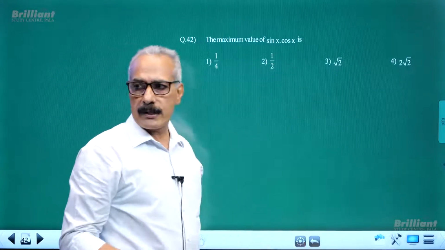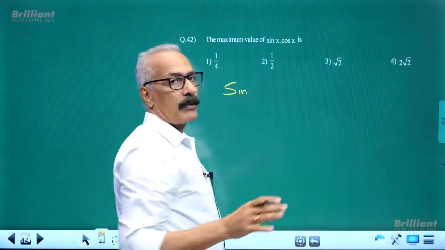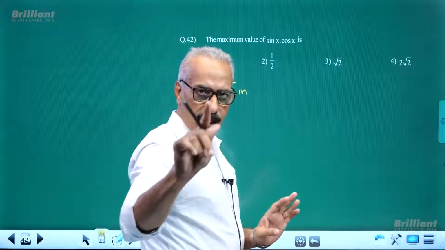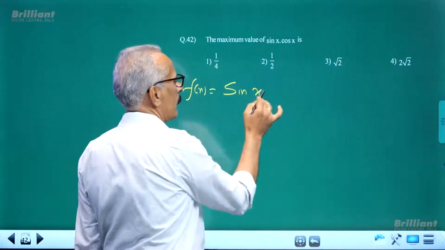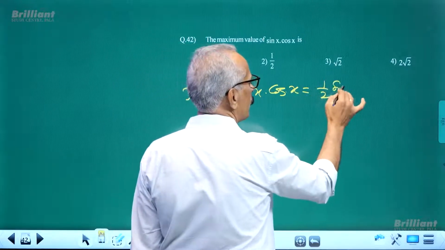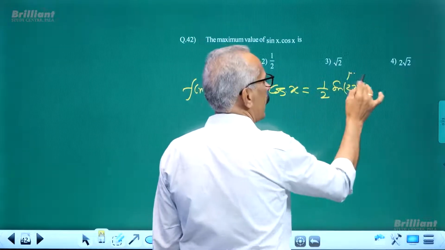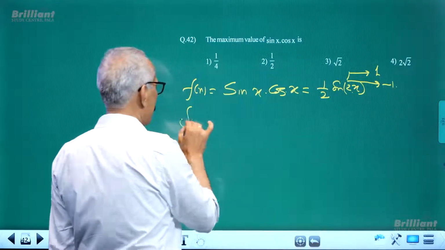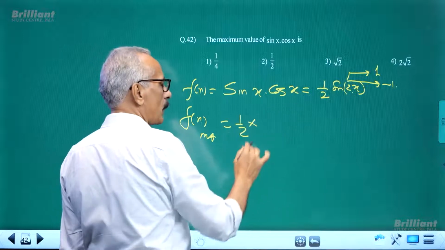Maximum value of sin x into cos x, trigonometry. Maximum value of sin x is 1, cos x is 1, so 1 into 1? No. When sin x is 1, cos x won't be 1, that's the reason. Anyway, I take f of x as sin x into cos x. What's the formula for sin a cos a? Half of sin 2x. See? The maximum value of sin 2x is 1, minimum value is -1. Therefore f(x) maximum will be half into maximum of sin 2x.